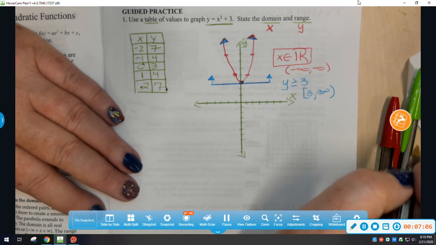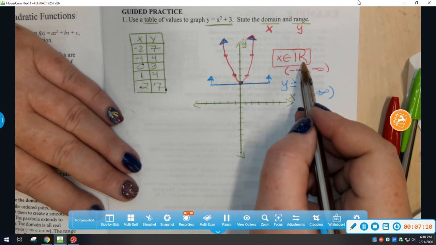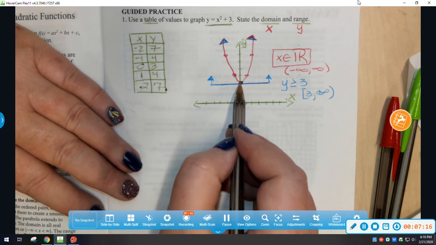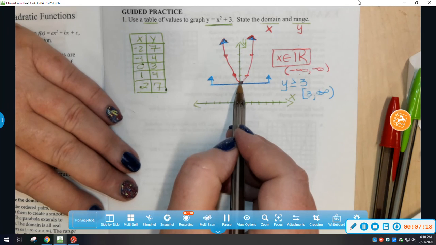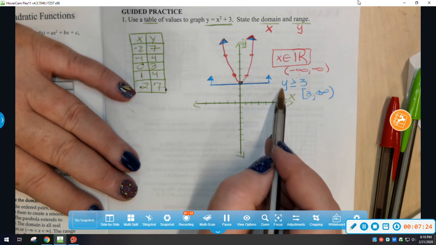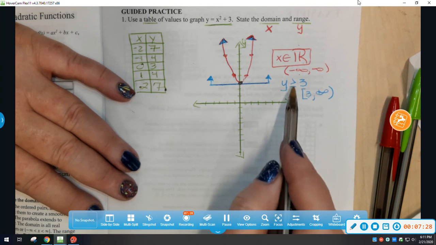So when you have a quadratic, your domain is all real numbers. X is an element of the set of all real numbers. Our range starts at our vertex, the y coordinate of the vertex, and then you need to decide, is it increasing, going up? In this case it is. Or is it going down? In that case we would use less than.